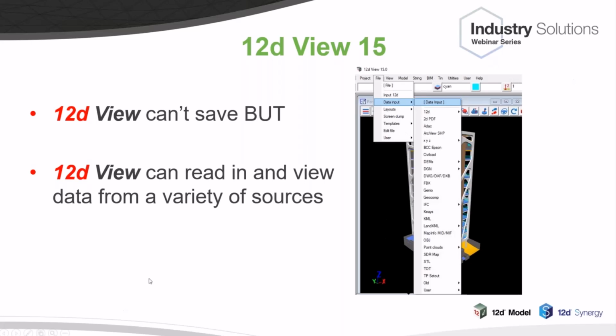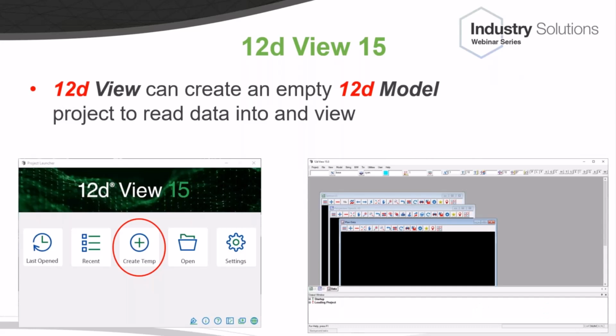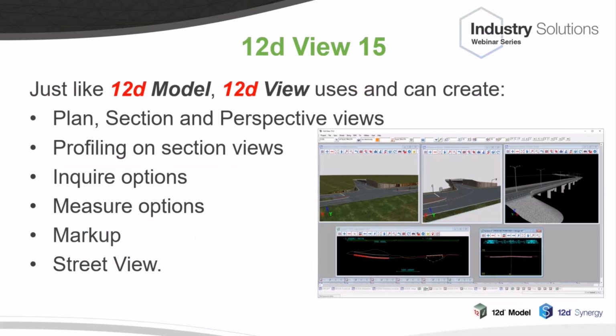So you can read that data into an existing project, or there's an option to create a new temporary model. So you get the temporary model, then you can say read data into it. You can either use an existing project and do things with it, or you can create an empty model and read data in to check it out. Just like 12D Model, it's got plan, section and perspective views, profiling, dynamic profiling, inquiry options, measure options, a thing I'll mention shortly called Markup, and it also has Street View as part of 12D View.